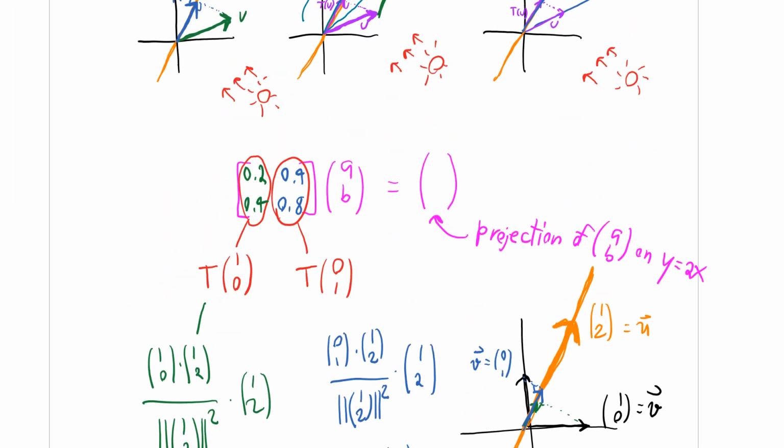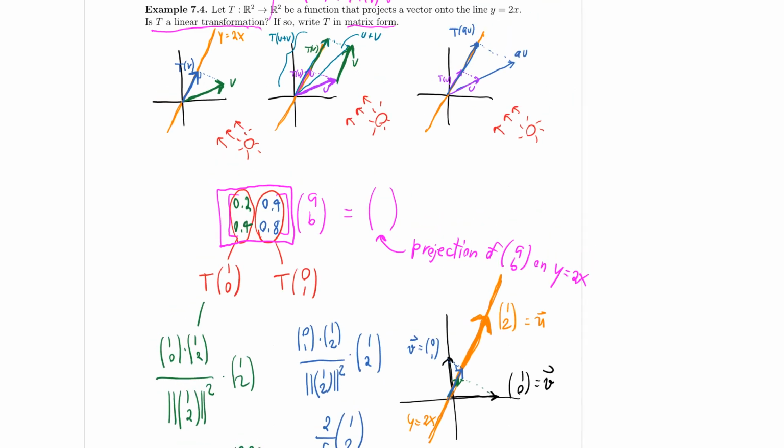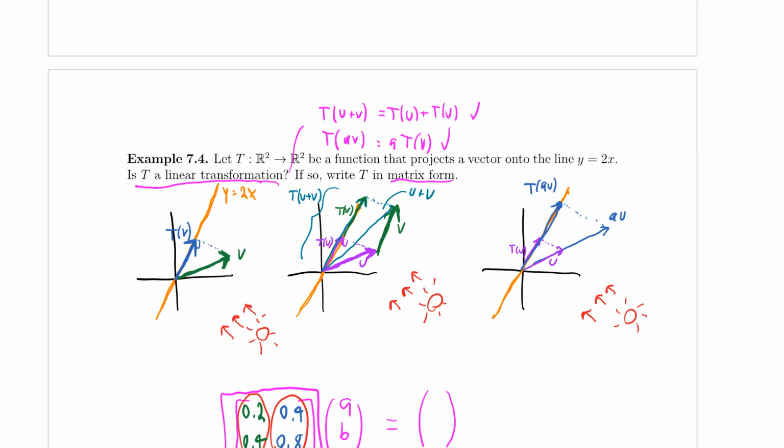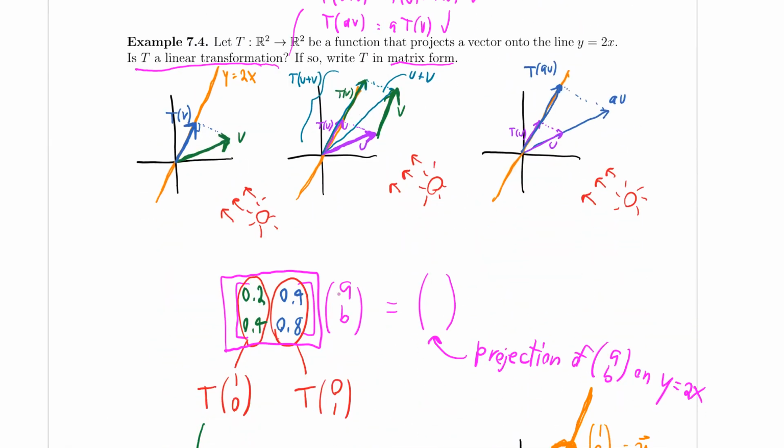Voila! So this is actually the transformation matrix for the linear transformation T. For whatever vector AB, if I want to find out what is the projection of it on the line y equal to 2x, I just have to multiply AB by this matrix: 0.2, 0.4, 0.4, 0.8. So this thing here is the linear transformation T in matrix form.